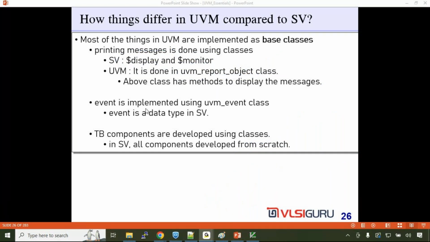Next, event is implemented using the UVM event class. In SystemVerilog, event itself is a data type. When you come to UVM, it's a class. Test bench components are developed using classes. In SV, all the components are developed from scratch. In summary, in UVM, everything is basically converted into class format.